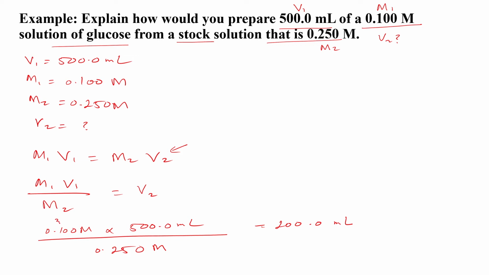We have 3 sig figs here, 4 sig figs here, and 3 sig figs here. So if you round it, you will get 2.00 times 10 to the 2 milliliter. It is pretty much 200 mL. So you will take 200 mL of the stock solution, transfer it to the 500 mL flask, then add the water up to the 500 mL mark.